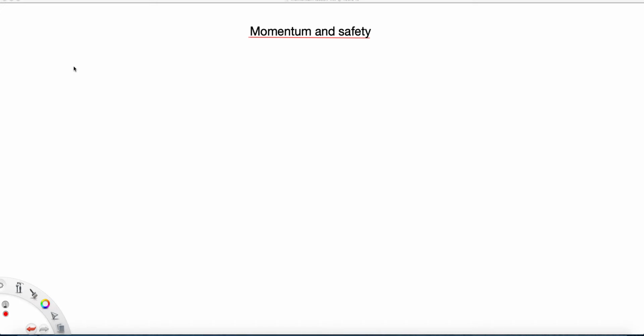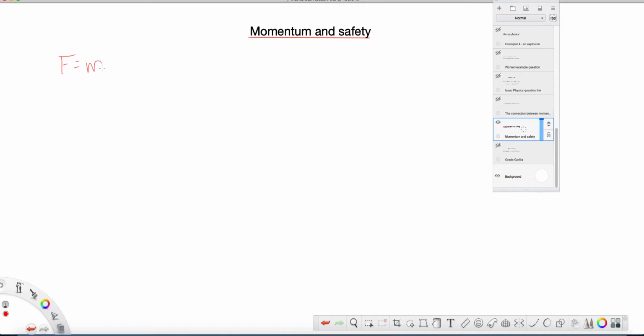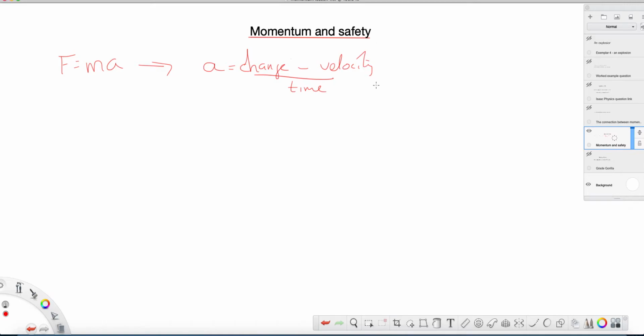Safety then. So if we look at Newton's second law, that is F equals ma, but we know that the acceleration is the change in velocity divided by time, which is the final velocity minus the initial velocity divided by time. Let's call that v for the final velocity, u for the initial velocity, over time. So if we stick that back in here, we have F equals mass times (v minus u) over t.